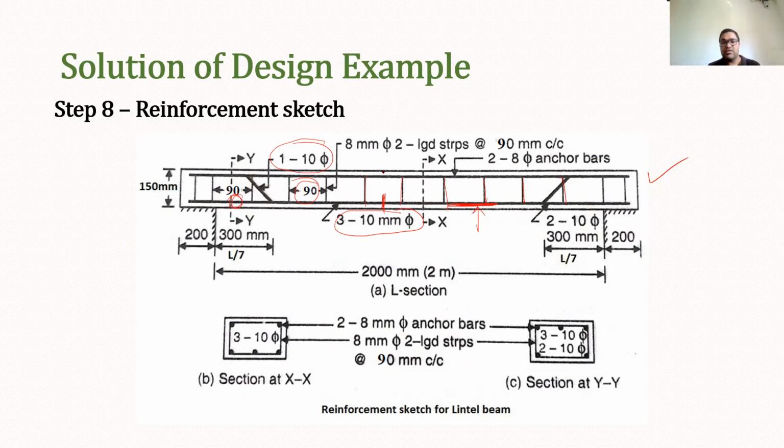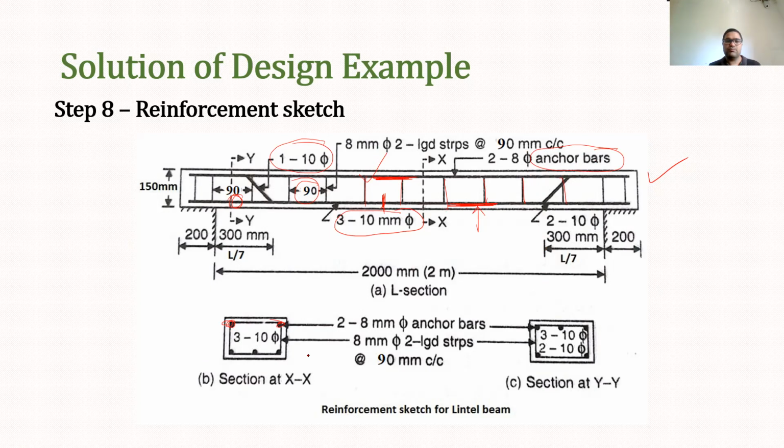One more thing you can see here: there are some bars showing which we have not calculated. These bars are known as anchor bars, and generally they are extra reinforcement that we provide at the construction site, basically to hold the stirrups. We don't calculate them; we provide them at the top level so that the stirrups can be held up. If we don't provide these bars, the stirrups will not hold properly. These are known as hanger bars or anchor bars.